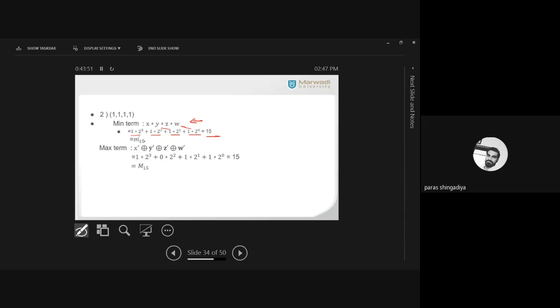And now answer for max term. So it will be x dash ring sum y dash ring sum z dash ring sum w dash. ठीक है, so total will be 15 again, and that is called capital M15. ठीक है, you can derive some more example. 5 variable, 6 variable data. Okay, 4 variable data. Any counter example we can check and you can predict its answer.